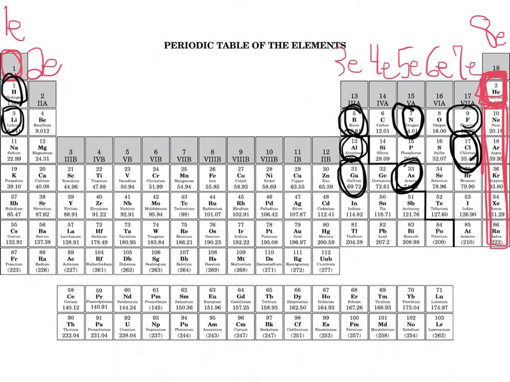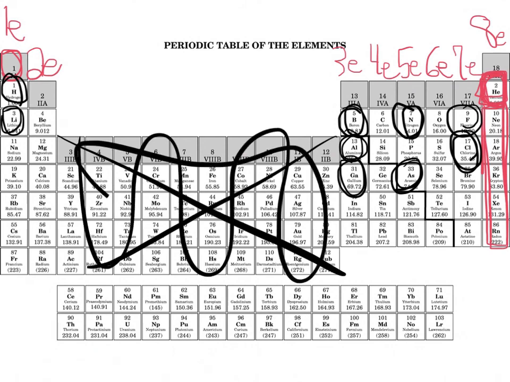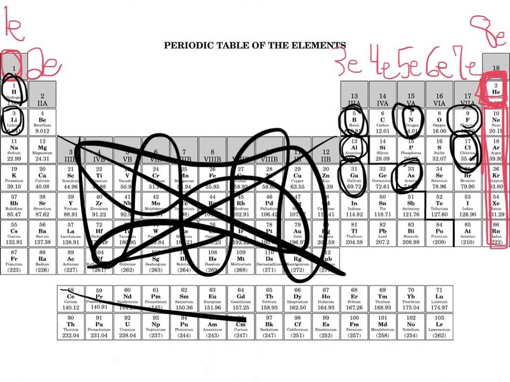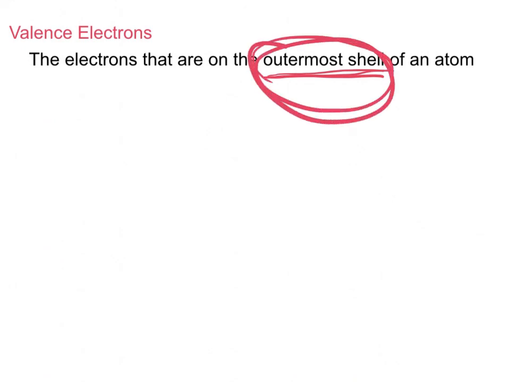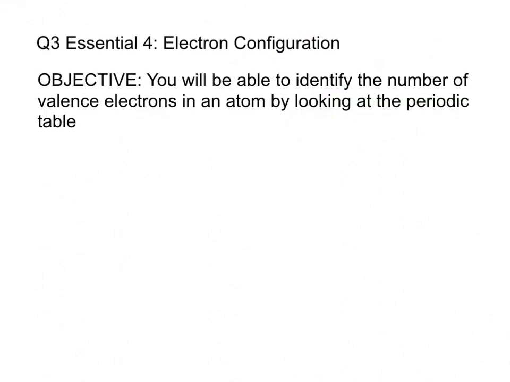And as you can see, it's easy to tell the number of valence electrons just by looking at the periodic table. Now, we're going to ignore these. These are complicated, and we're going to get to them later. We're also going to ignore these down here. Now, you know that electrons that are on the outermost shell of an atom are the valence electrons. And finally, now you know how to identify the number of valence electrons in an atom simply by looking at the periodic table.